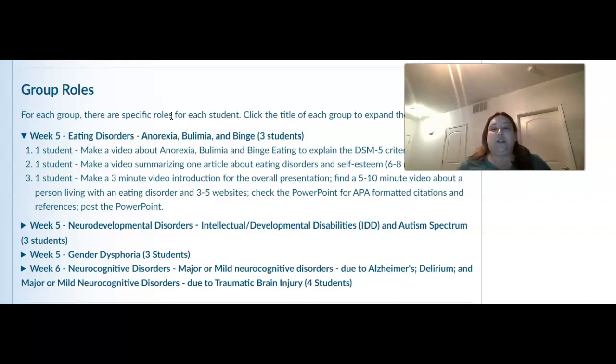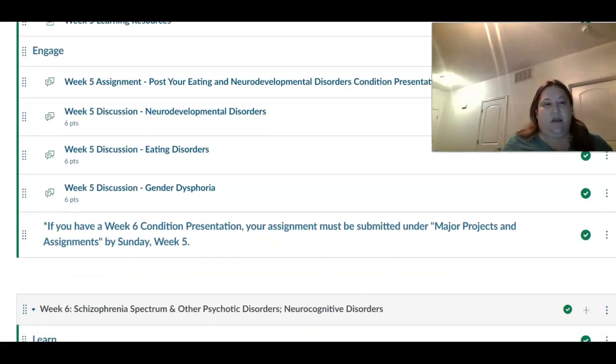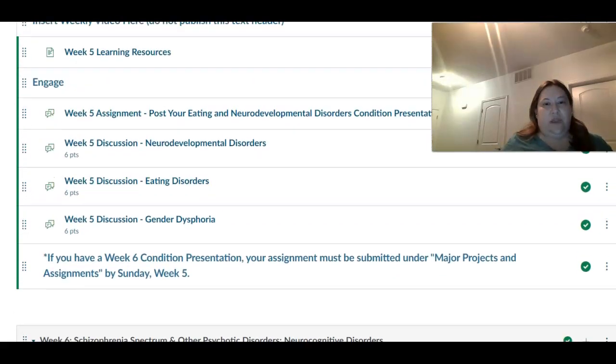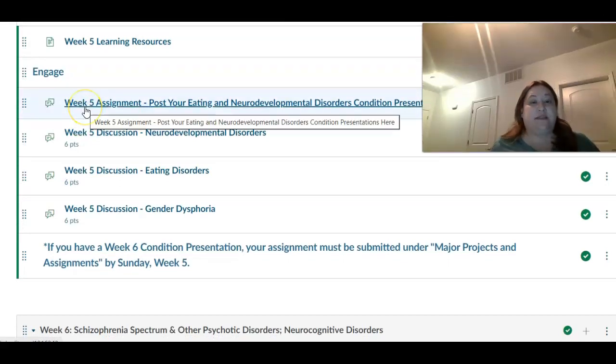So once you've signed up for your groups, then you'll come to this page, and you will look at the different roles, and you and your group members will decide which role you're each going to take. So for week 5, you will see that there are 3 discussion posts available, as well as an assignment.